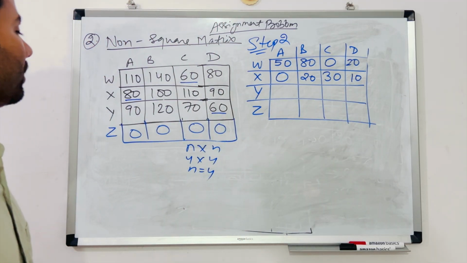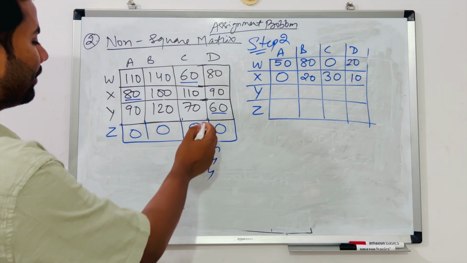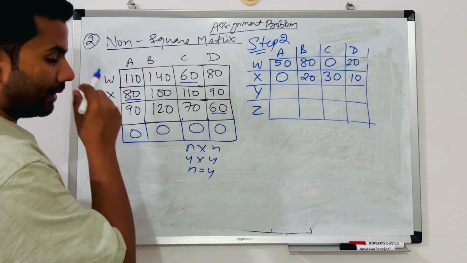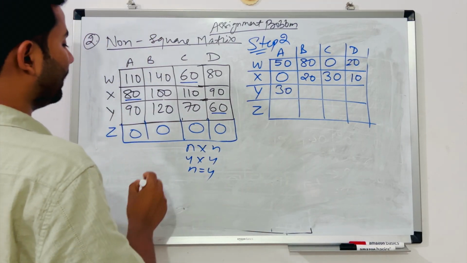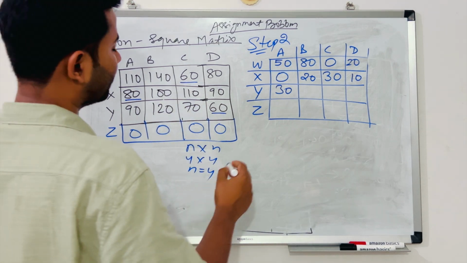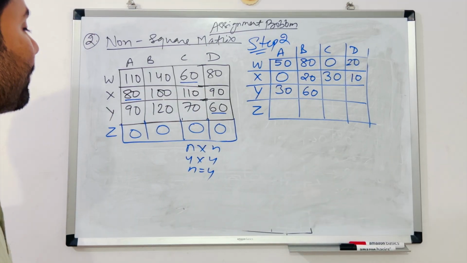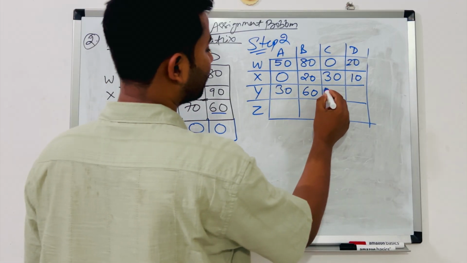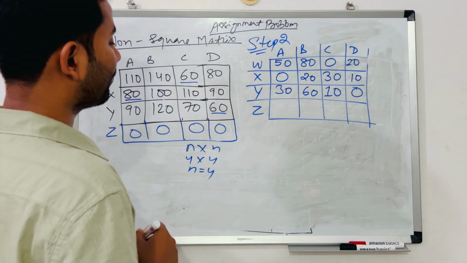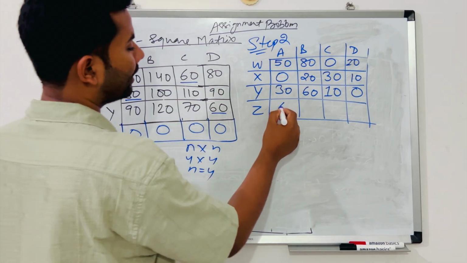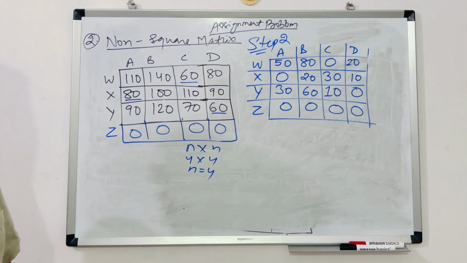Now come to row number 3. The smallest value is 60, so we subtract all the elements by 60. 90 minus 60 is 30. And 120 minus 60, the value we get is 60. 70 minus 60 is 10. 60 minus 60 is 0. Then row number 4 is 0. Okay, this is our step number 2.